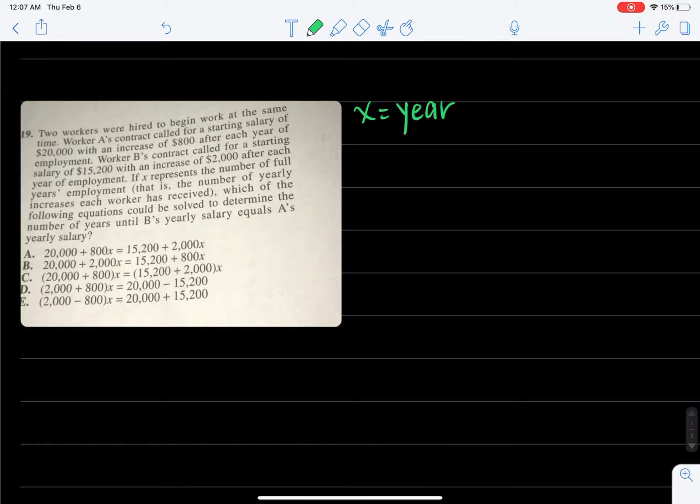Okay, so worker B's contract called for a starting salary of $15,200 with an increase of $2,000 after each year of employment. So we have both of their starting salaries, and those are constant. A has a starting salary, B has a starting salary. A's is $20,000, B's is $15,200.